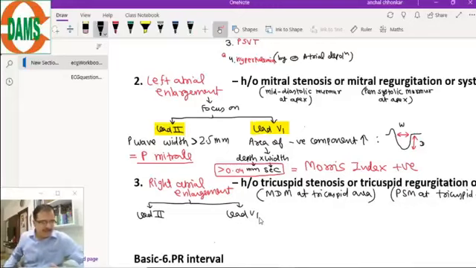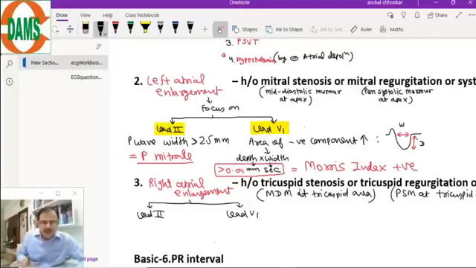How does COPD cause pulmonary hypertension? By causing hypoxia, chronic hypoxia. All of you know this. And what does chronic hypoxia do to the pulmonary vessel? It causes pulmonary vasoconstriction, and pulmonary vasoconstriction means pulmonary hypertension.